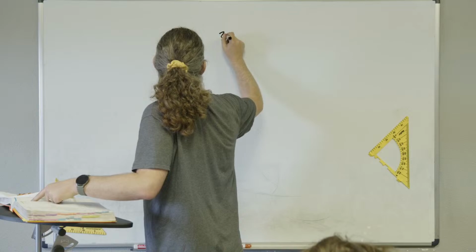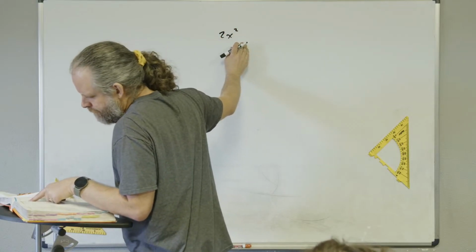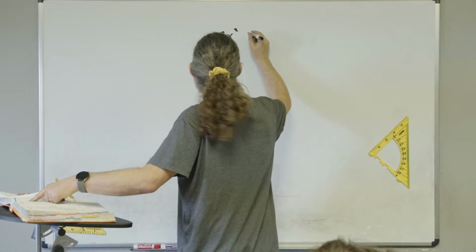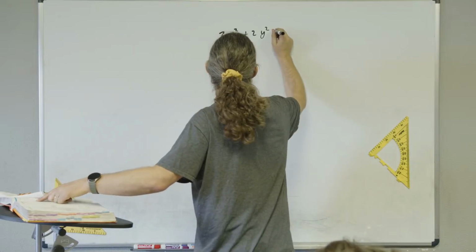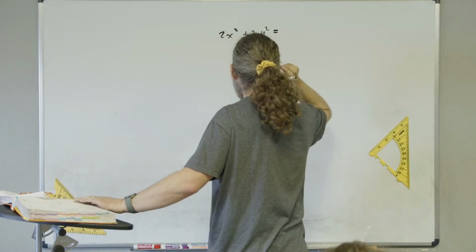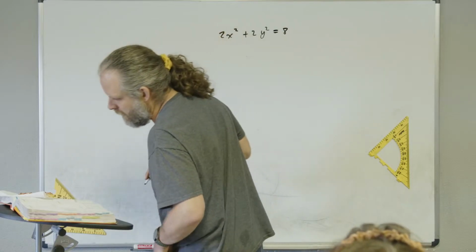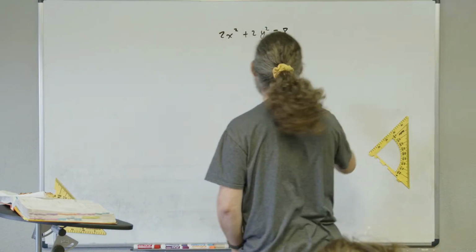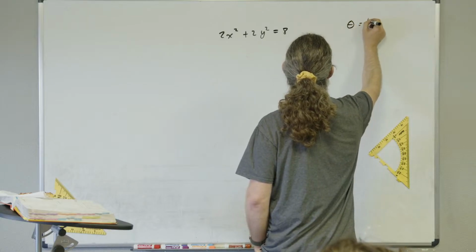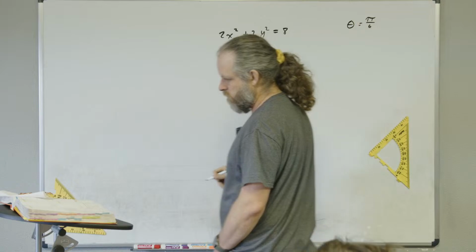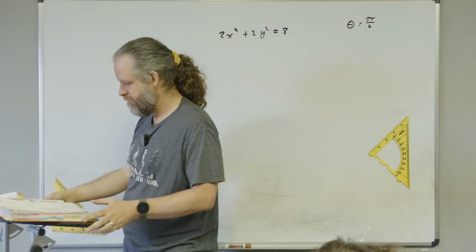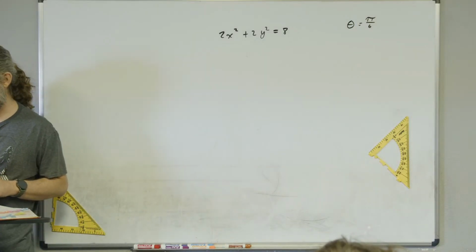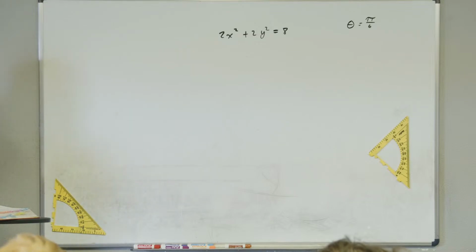Number 4 is 2x squared plus 2y squared equals 8. And we're supposed to write it in the x prime, y prime plane using a theta of pi over 6. So, how do we do that? First do the cosine, sine problems.